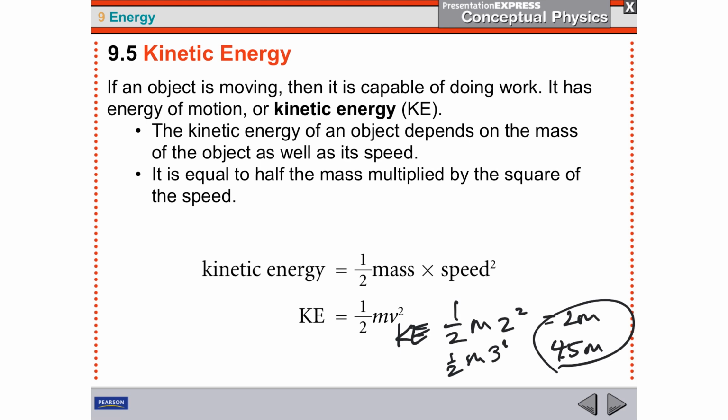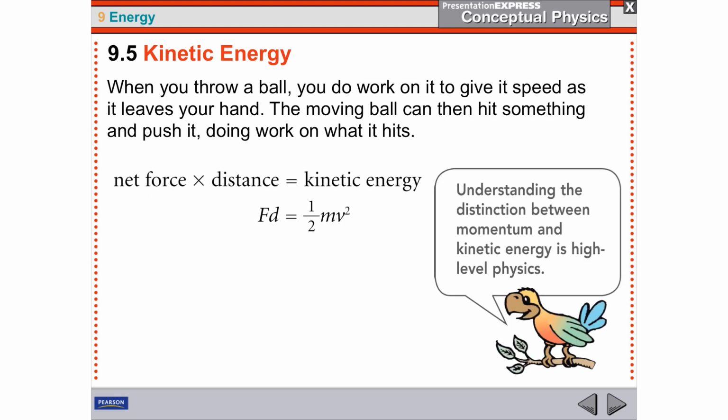So it is also relying on its mass. The bigger the mass, the more energy it has. I would rather catch a wiffle ball than a bowling ball, but the speed also would determine how much energy it has. It's also important to remember that the energy that you give it is equal to the work that was done to get it that way.